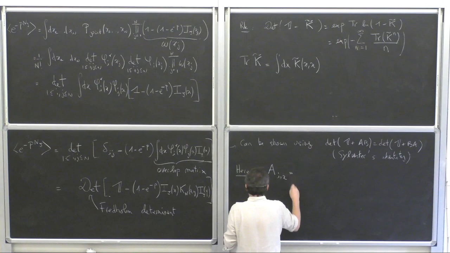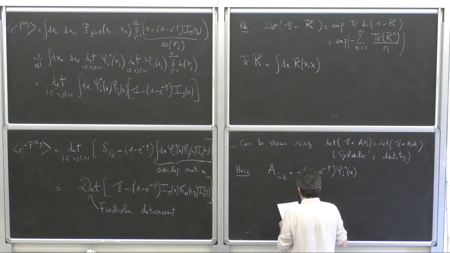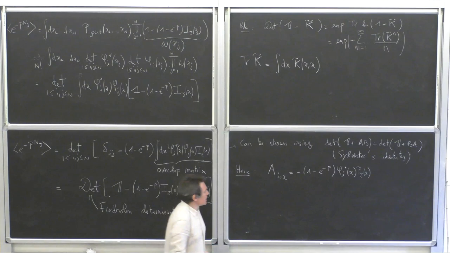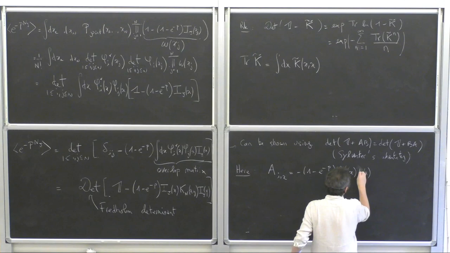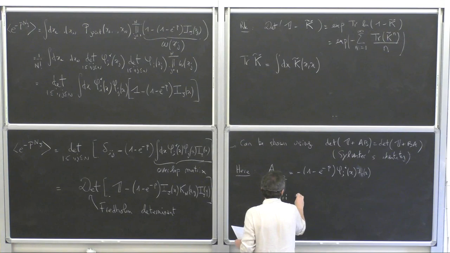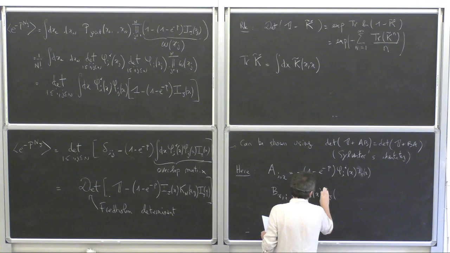So minus exponential of minus p times phi I star of x times pj of x. That's an object that depends on I and x. I would like to call it a projector, but here I call it an indicator function. And B, I just define so it's an object B of x, I this time, and this is just phi I of x times pj of x.